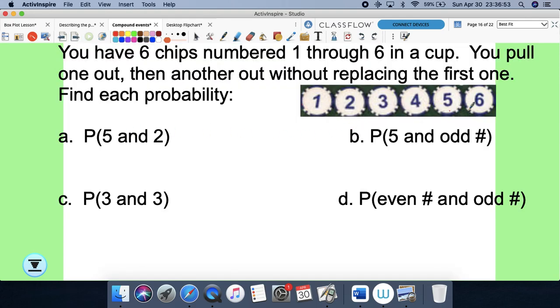So the chances of that happening is 1 over 9. Okay, here are 6 numbers. You will pull one out and then another out without replacing the first one. So when we take it out, we don't put it back. What's the probability of getting a 5? The probability of getting a 5 is 1 over 6. So you take the 5 out. Now you go back and you want to get a 2. Well, the probability of getting a 2 is 1 out of 5. There's 1, 2 over 5.